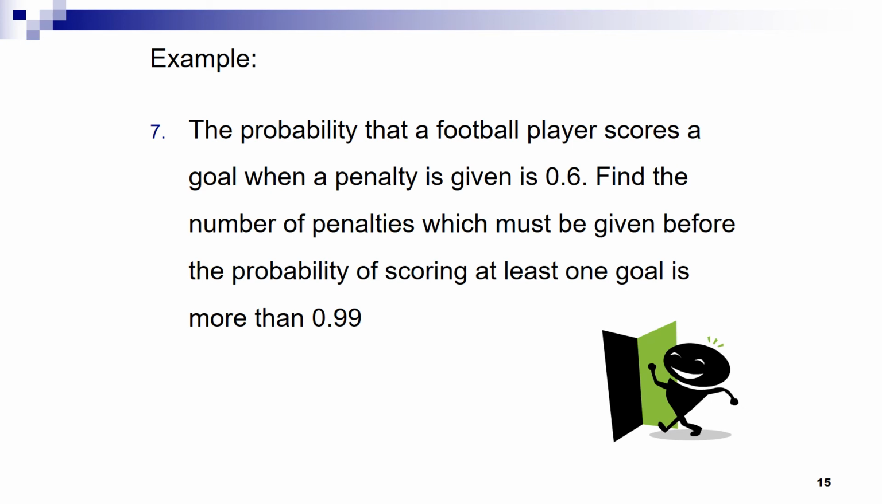Example 7. The probability that a football player scores a goal when a penalty is given is 0.6. Find the number of penalties which must be given before the probability of scoring at least one goal is more than 0.99. Okay, example 7, the question is very wordy. So you have to extract the information in the question and translate that into mathematical sentences.